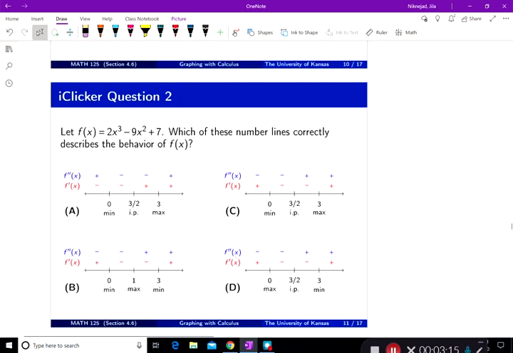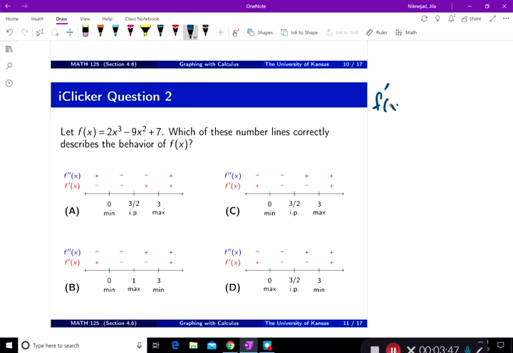Now let's do i-clicker number 2. The function is f of x equal to 2x to the third minus 9x squared plus 7. Which of these number lines correctly describe the behavior of f of x? I suggest pausing the video for 1 minute and then coming back to it. So now that you paused, what you need to do is find the f prime of x.